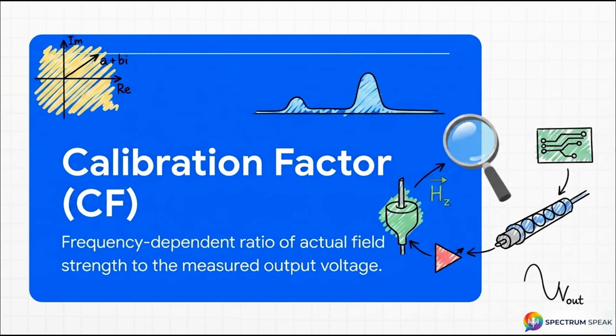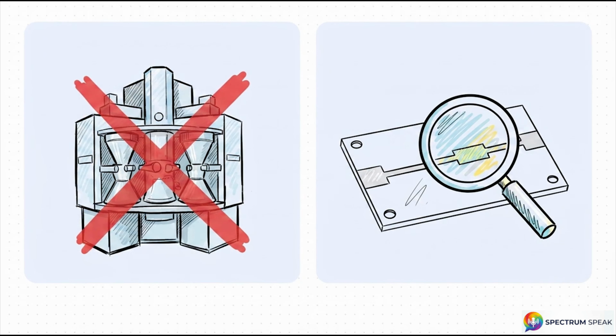And what makes the calibration factor so incredibly powerful is that this single metric compensates for the whole shebang. It accounts for the physical geometry of your probe, the losses in your coaxial cables, the gain of your preamps, all of it, across a broad frequency range. Once you have the CF, you can accurately work backward from that raw scope data to find the exact field strength on your board. So how do we actually find this magic factor?